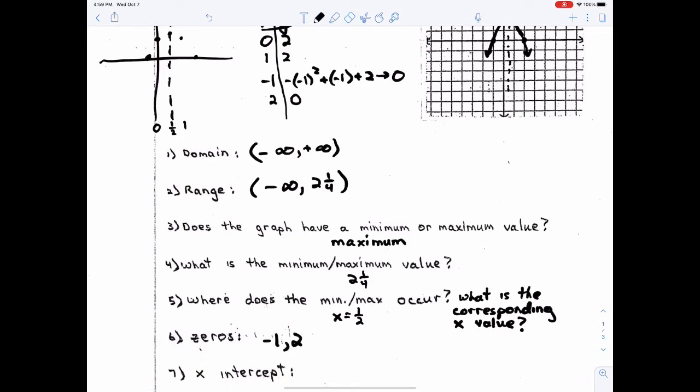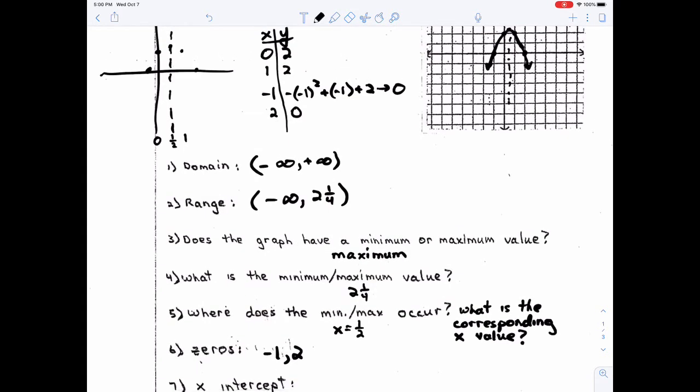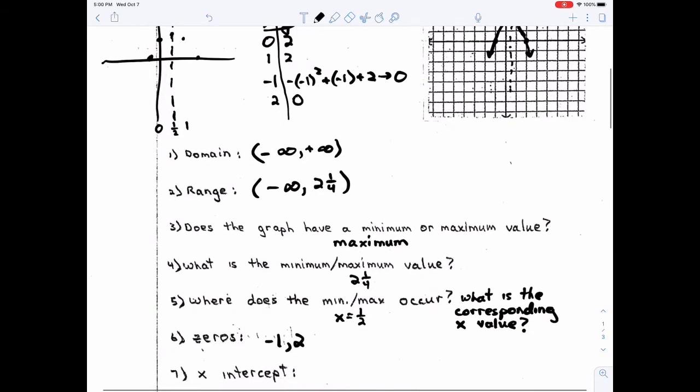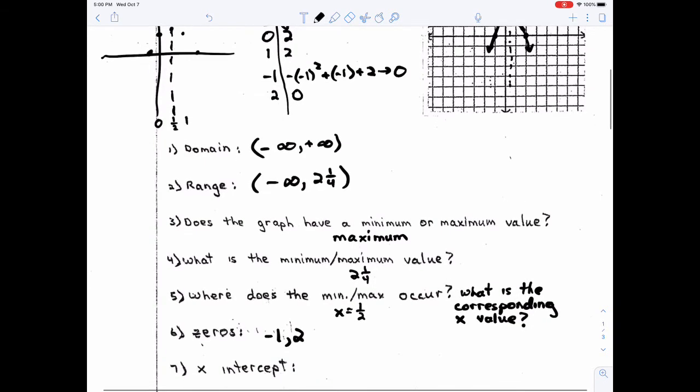and 2. They're not points. That's not a point. And they're not points. It's not -1 comma 0 and 2 comma 0. Okay? It's the values of x only where y is 0. Okay, well, what's the x-intercept? That's -1 comma 0 and 2 comma 0. Those are points. -1 comma 0 and 2 comma 0.